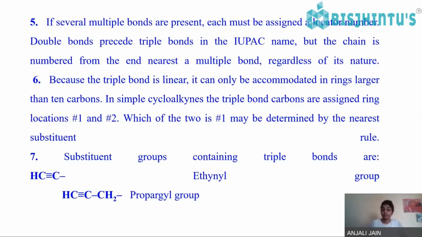So if several multiple bonds were there, the double bond was given priority over the triple bond. Substituent groups containing triple bonds are ethynyl or propargyl. The ethynyl moiety is there for 2 carbons, and "-yn" tells us that a triple bond is present. The propargyl group is also mentioning that a triple bond is there.